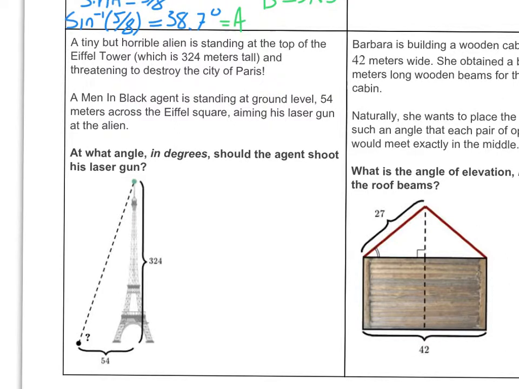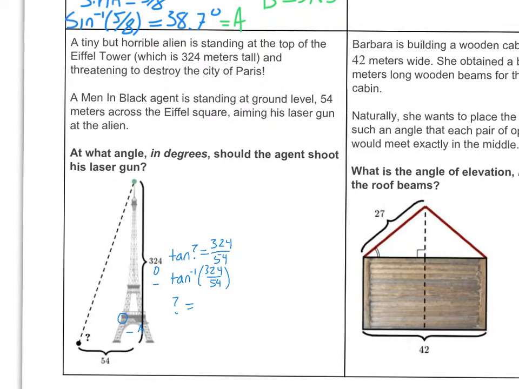Okay, so we've already got this thing built and labeled, and this agent is aiming his laser gun at the alien. So the question is, what angle should the agent aim their laser gun? And here we've got 324 and 54. That's going to be, based on this angle, my opposite and my adjacent. So we might say that tangent of question mark is equal to 324 over 54. And just like before, we know that we need to do inverse tangent of 324 over 54, and that would tell us that angle.